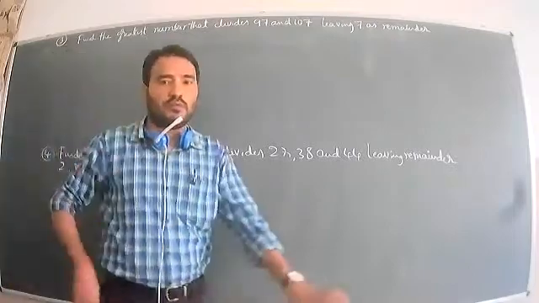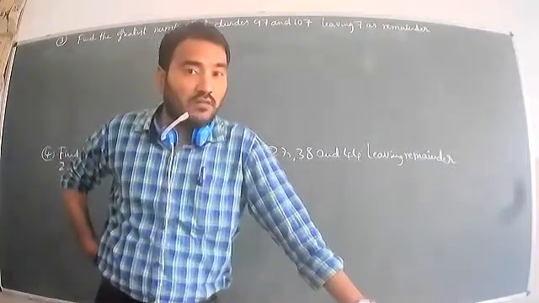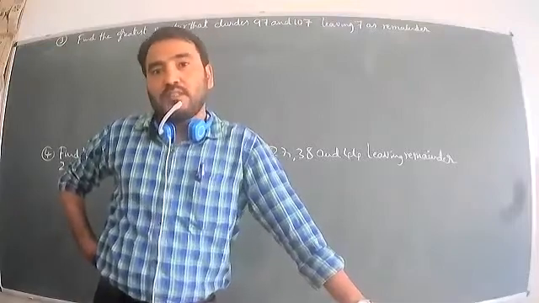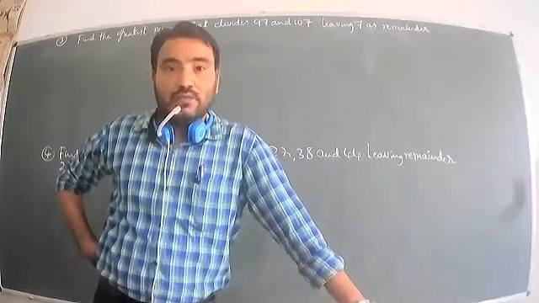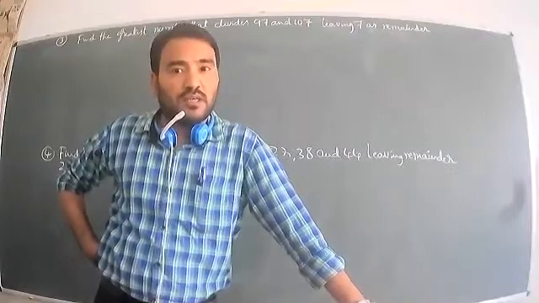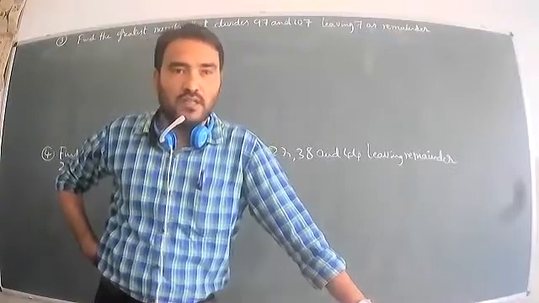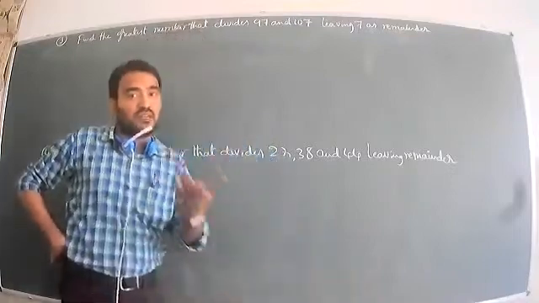These numbers are co-prime numbers. The HCF is 1. So how to find out the number? There is one plan: subtract the remainder from the given numbers. Whatever remainder has come, we must first subtract it. We get the numbers, and after that we can find out the HCF.